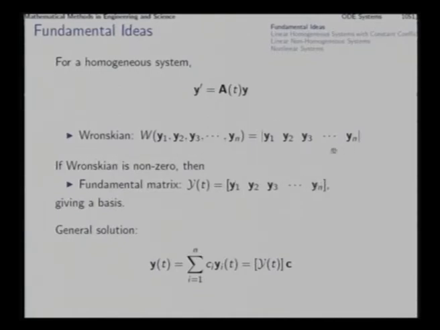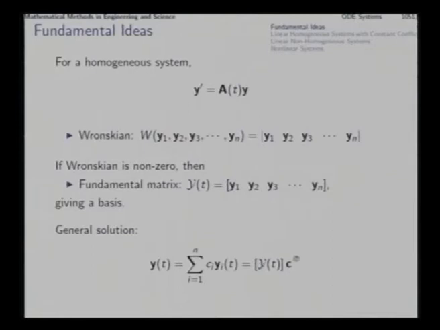If this determinant, the Wronskian, is non-zero, that is, if the n solutions here are linearly independent, that is, if they form a basis, then the basis members together like this form the fundamental matrix, which we will be representing with this big Y. So, this big Y is a matrix function of t, the independent variable, and that will be called the fundamental matrix. And in that case, for this homogeneous system of equations, we can construct the general solution in this manner.